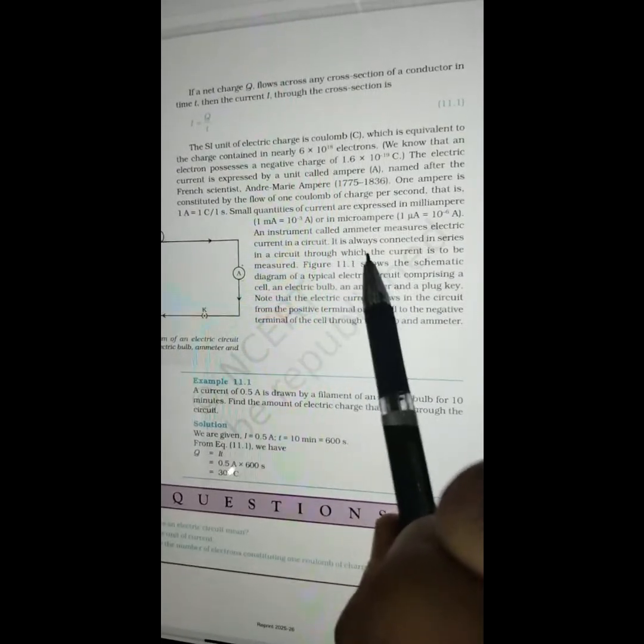An instrument called ammeter measures electric current in a circuit. It is always connected in series in a circuit through which the current is to be measured. Figure 11.1 shows the schematic diagram of a typical electric circuit comprising a cell, an electric bulb, an ammeter, and a plug key. Note that the electric current flows in the circuit from the positive terminal of the cell to the negative terminal of the cell through the bulb and ammeter.